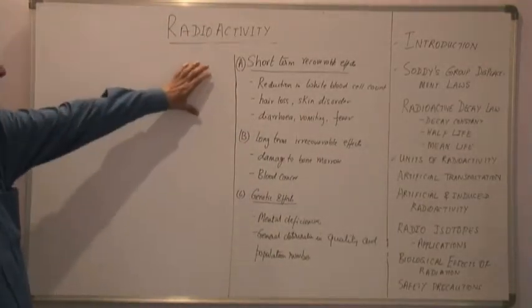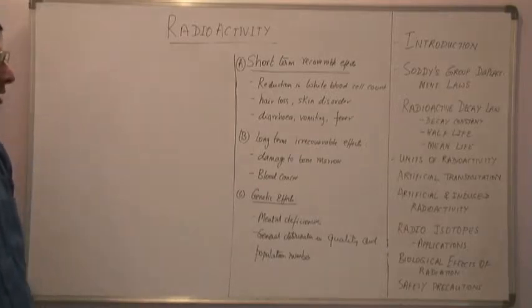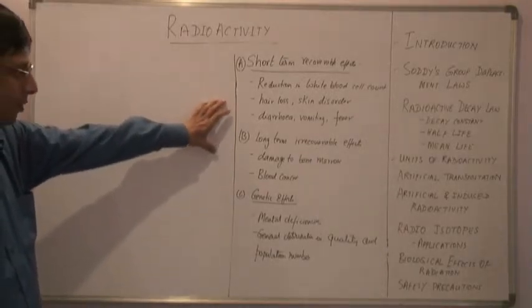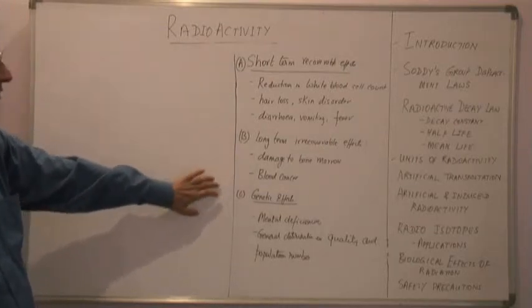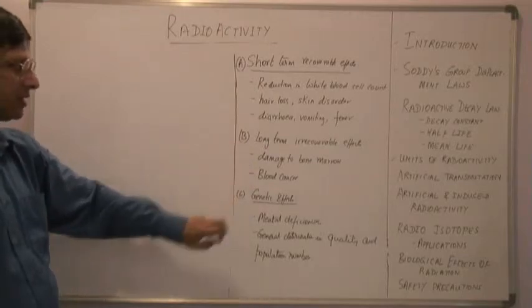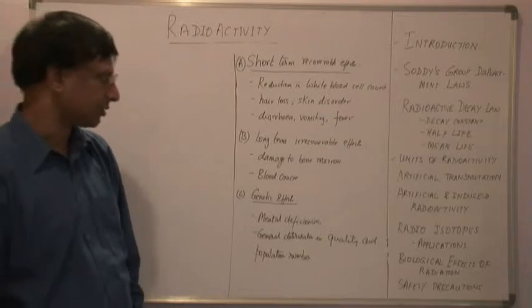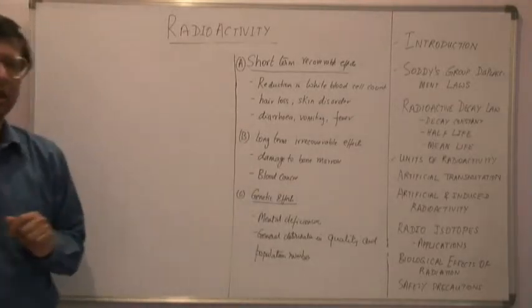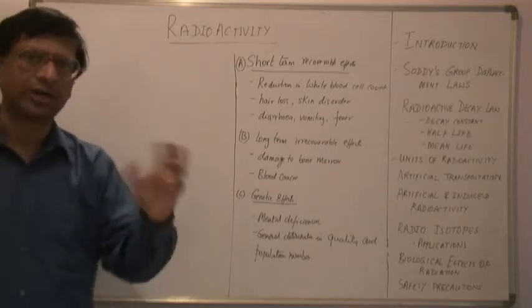So to recapitulate, short-term, long-term and genetic effects are broadly the ones that are felt. So short-term or recoverable effects, long-term irrecoverable effects, and genetic effects that carry over from generation to generation. And also incidentally note that depending on the type of radiation, the damage is either less or extensive.